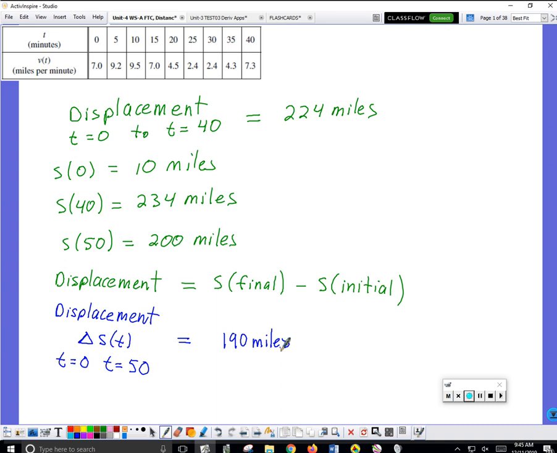I've got all these different numbers on the board. This says 10 miles, 234 miles, 200 miles. This says 190 miles. This says 224 miles. There is a distinct difference between the meaning of the word miles here, here, and here, versus the meaning of the word miles here and here. Raise your hand if you can tell me the difference. What's the difference between the word miles in this application versus in these two applications? They are totally different meanings. What is the difference in their meaning?